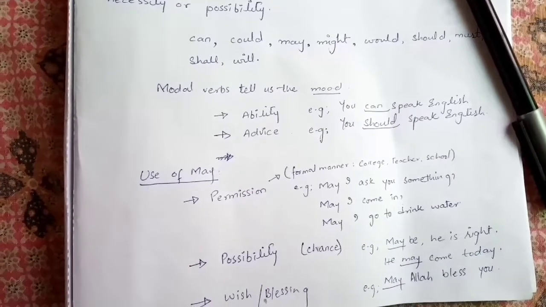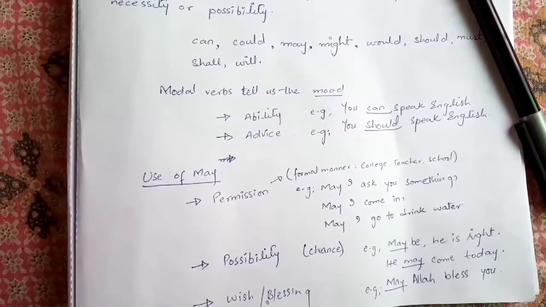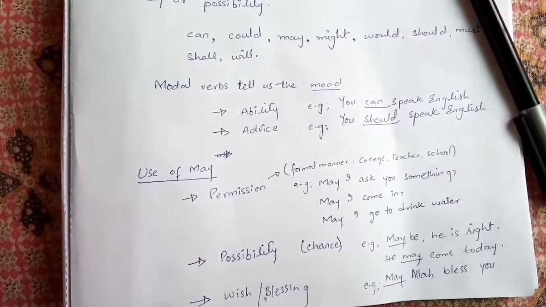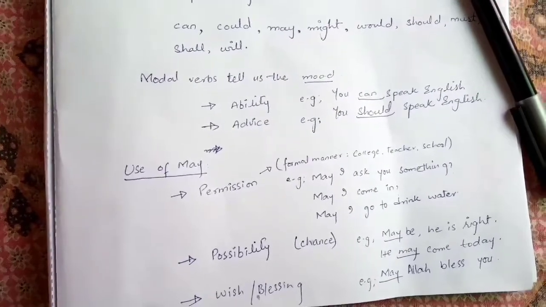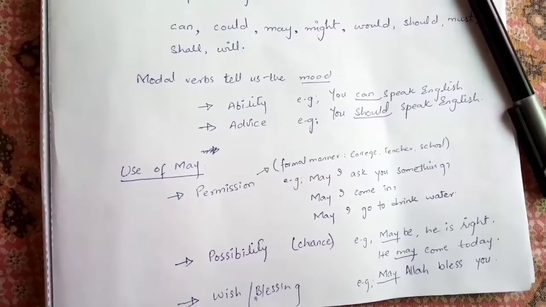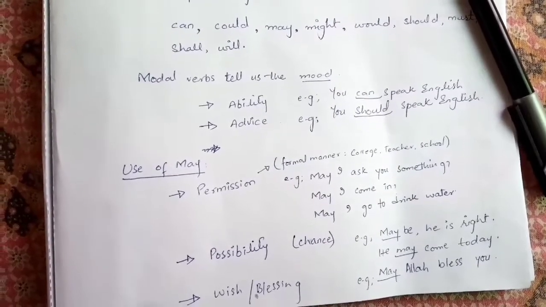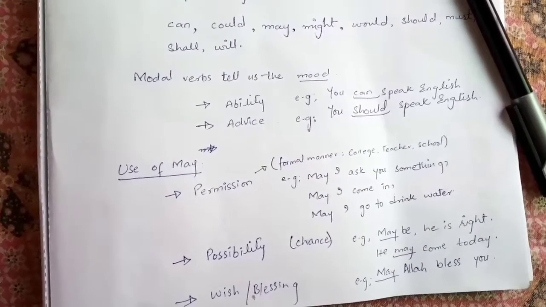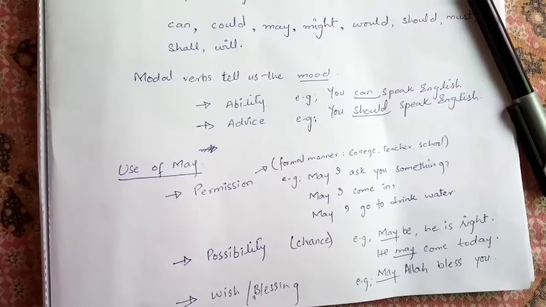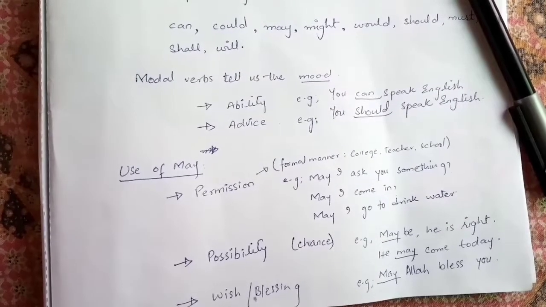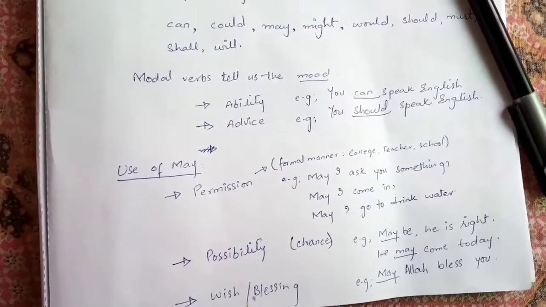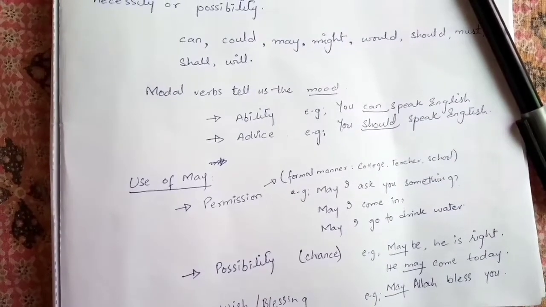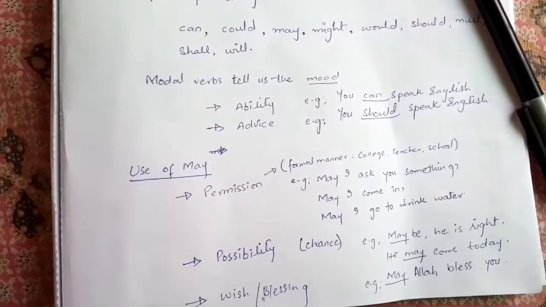When you use the word may in any sentence, it can represent permission, but that permission will be in a formal manner. Or you can say that if you're taking permission formally, you have to use the word may in a sentence. For instance, if I say, may I ask you something? Or may I come in? May I go to drink water? You're taking permission from a person who is higher in rank than you.